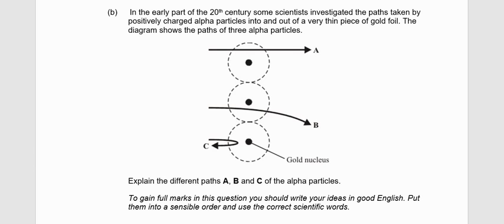So, path A. Path A passes through the atom without deflection. Why? Because it passes a long way from the nucleus. Alpha particle B is deflected by the nucleus because it has the same charge as the nucleus, so it is repelled. And then finally, alpha particle C is also deflected by the nucleus straight back along the path that it came in along.